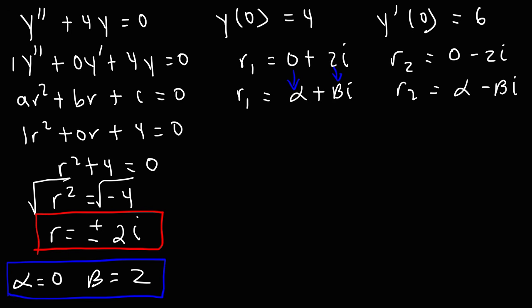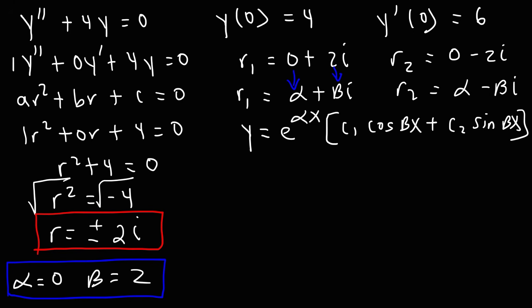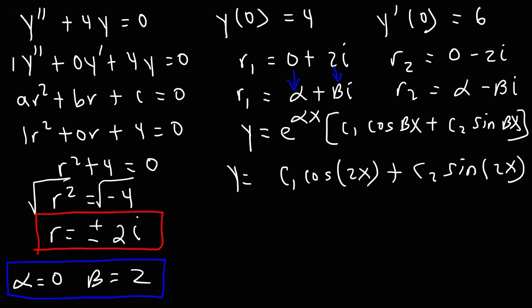Now our next step is to write the general solution of the differential equation. So it's e to the alpha x, and then c1 cosine beta x plus c2 sine beta x. Now alpha is 0, so we're going to have e to the 0. E raised to the 0 is 1, so that's just going to disappear. So it's going to be 1 times c1 cosine beta x, beta is 2, plus c2 sine beta x. And so that is the general solution to this differential equation.